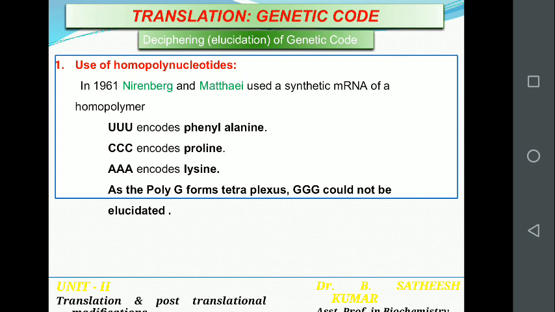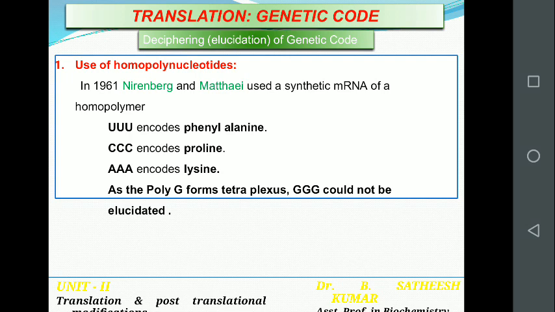Of course, you know that 3 codons are stop codons, so we have only 61 codons that code for 20 amino acids. Even the stop codons must also be elucidated by these experiments. We have 3 different types of experiments, and these experiments enabled the scientists to form the genetic code table. The first among these 3 experiments is the use of homopolynucleotides.